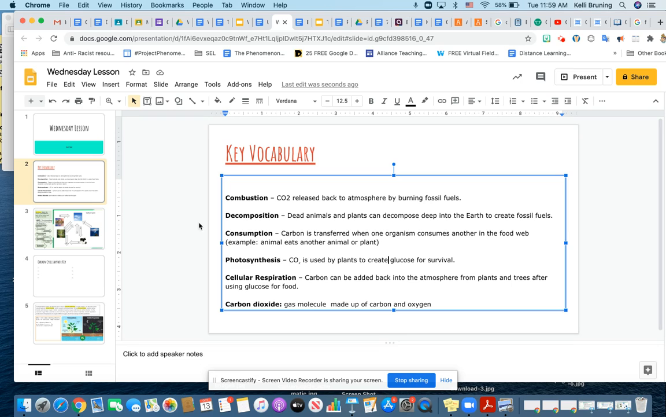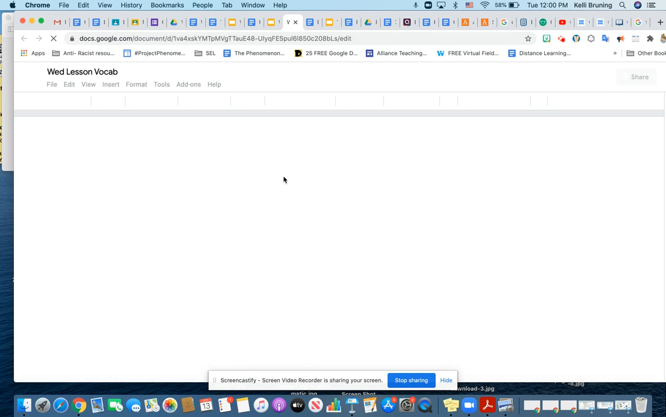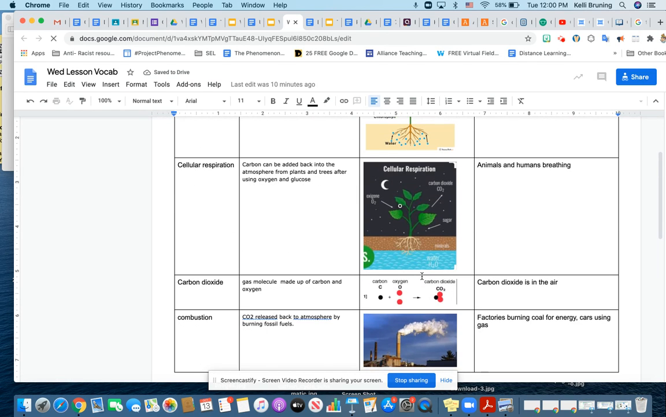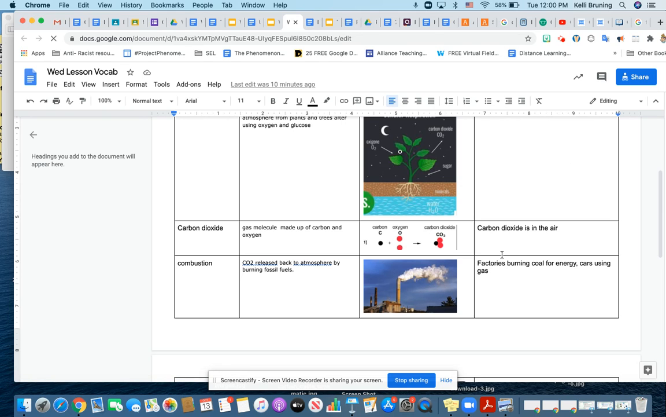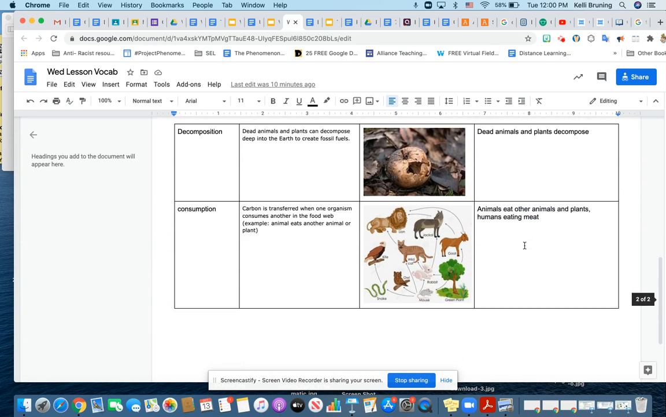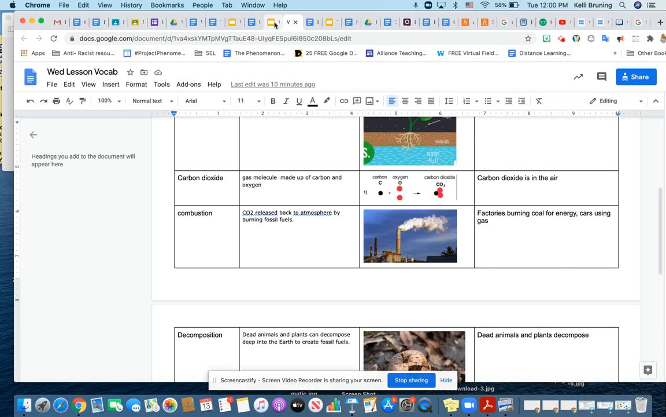So here's our main vocabulary that you'll need to successfully complete the model on the next slide. And if you need further clarification on the vocabulary, you can click on the Wednesday lesson vocabulary. This is a hyperlink, so you should be able to click on this. And it will give you a picture for each of the terms, along with a real world example over here. So if you need further clarification on that vocab, you can refer to this vocab table as well.